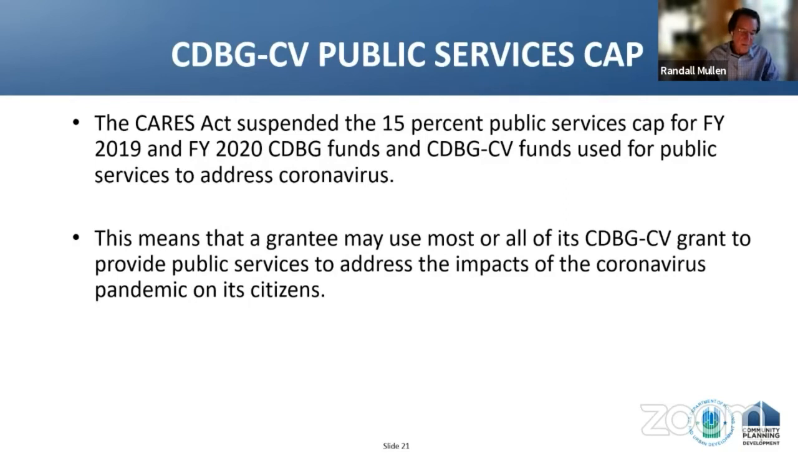However, it's important to recognize that the CARES Act suspended the 15% public services cap for fiscal years 2019 and 2020 CDBG funds, as well as, of course, CDBG funds used for public services to address the coronavirus. As a consequence, grantees may conceivably use most or all of their CDBG-CV grant to provide public services which address the impacts of the coronavirus pandemic on its citizens.